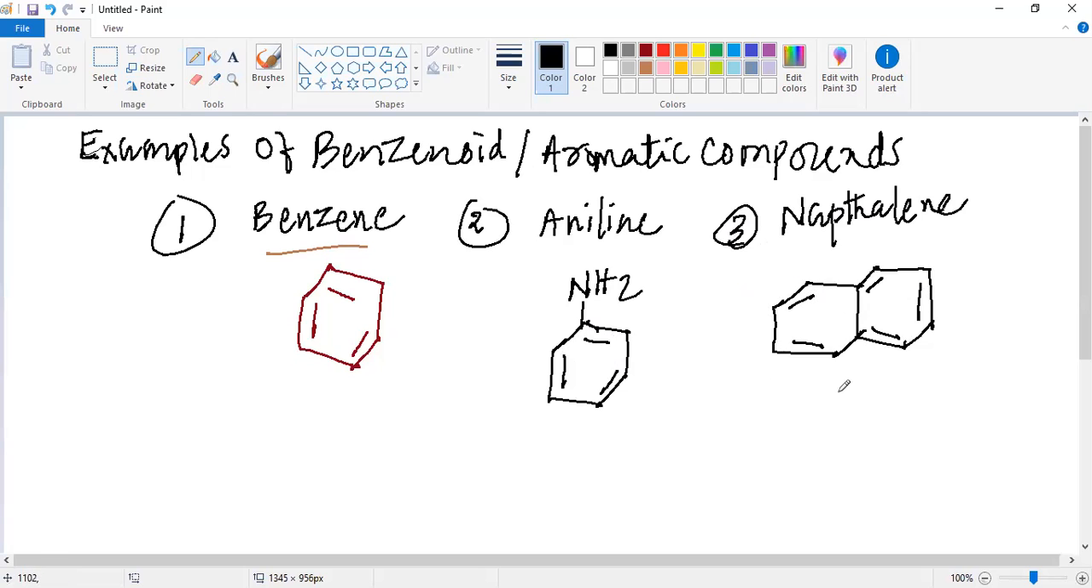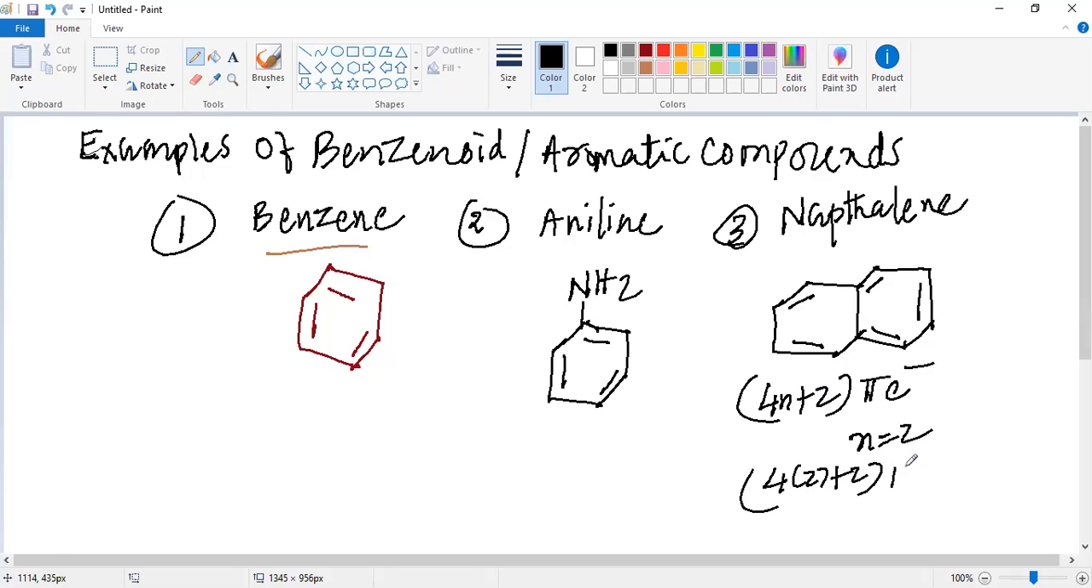Now, see, all the atoms in naphthalene are present in the same plane. Even these electrons are delocalized, and according to Huckel's rule, for 4n plus 2 pi electrons, whether it follows or not. So you can see that there are two rings, so n is equal to 2, my dear students, and thus 4 into 2 plus 2 pi electrons, that is 8 plus 2, and that is equal to 10 pi electrons.